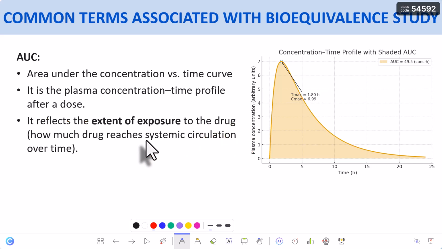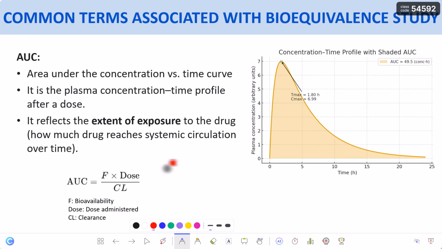So what does AUC actually reflect? The AUC reflects the extent of exposure, or extent of absorption, of the drug into the systemic circulation, because once the drug gets dissolved inside the GI tract, it gets absorbed. How much quantity of the drug substance is really getting absorbed, or the total amount of drug getting absorbed, is actually measured by the AUC.